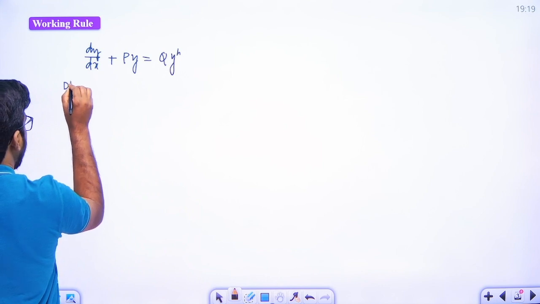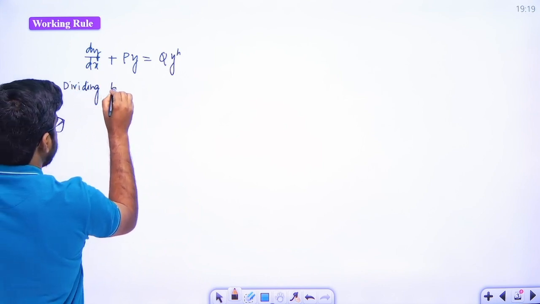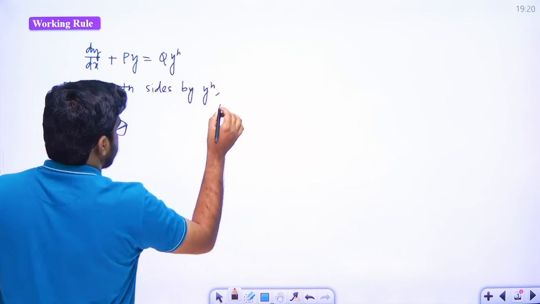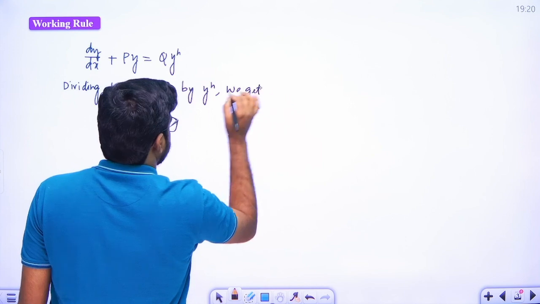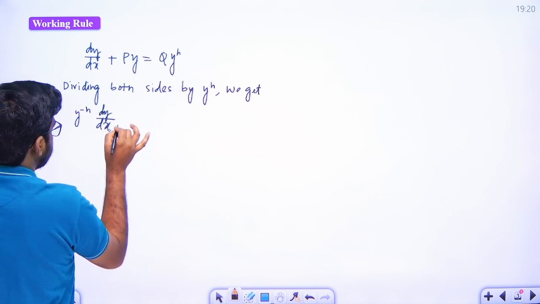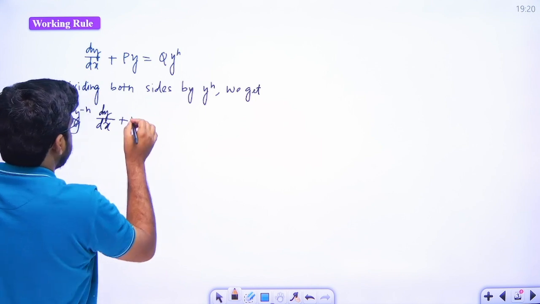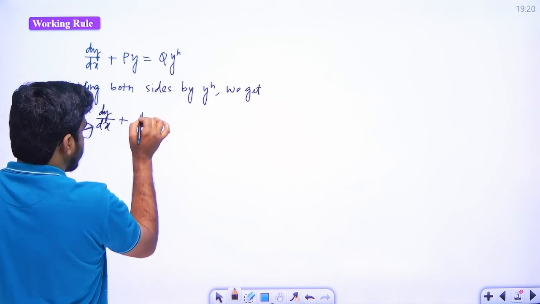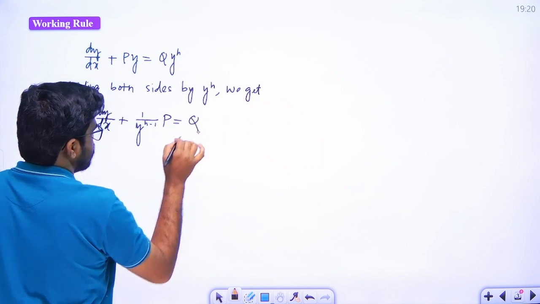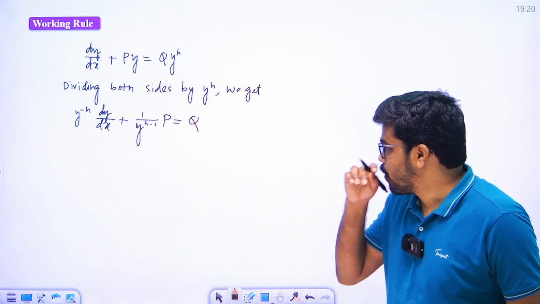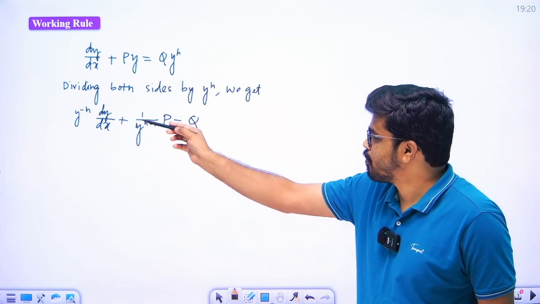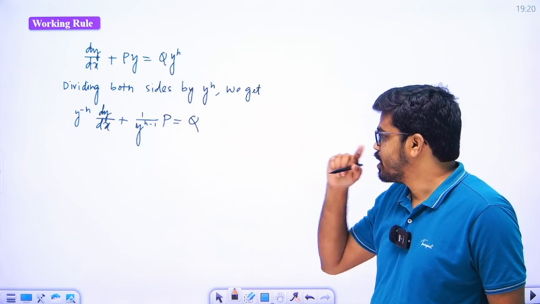Dividing both sides by y to the power n, we get y to the power minus n dy/dx plus 1 by y to the power n minus 1 into P is equal to Q. So ultimately what we get is y to the power minus n dy/dx plus P into 1 by y to the power n minus 1 is equal to Q.